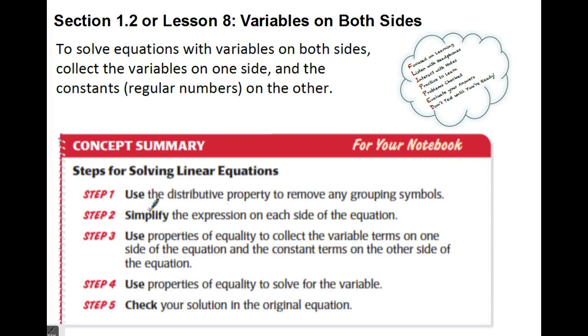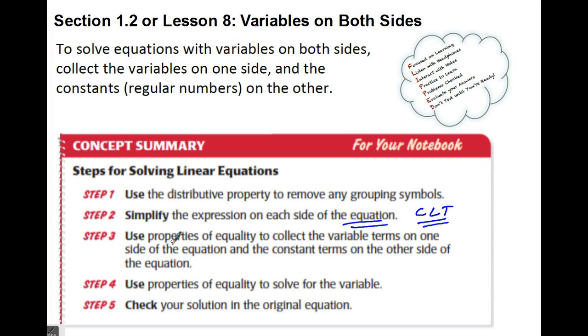Steps. Step 1, use the distributive property to remove any grouping symbols. We'll be doing that in some examples where you have to distribute before we can move on to step 2, which is to simplify each side of the equation. To keep it simple, that means to combine like terms. We're going to combine like terms on both sides of the equation. We want to simplify it and then go from there.